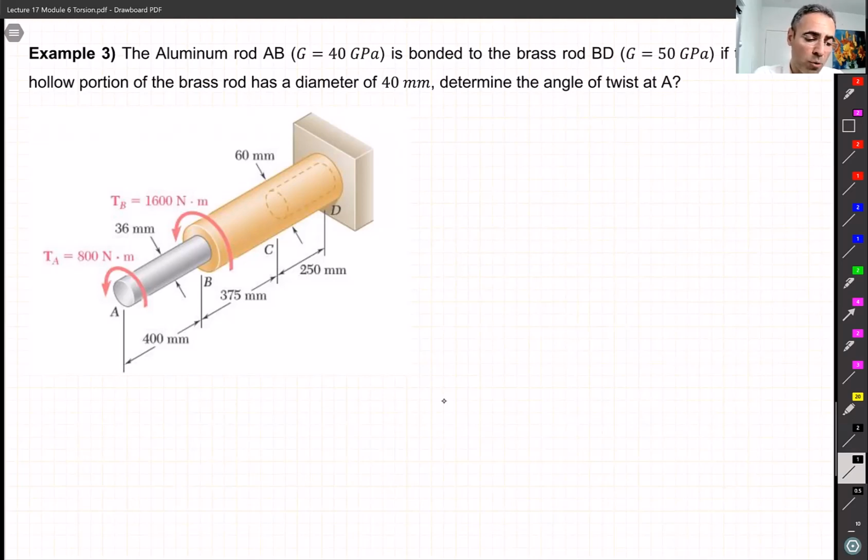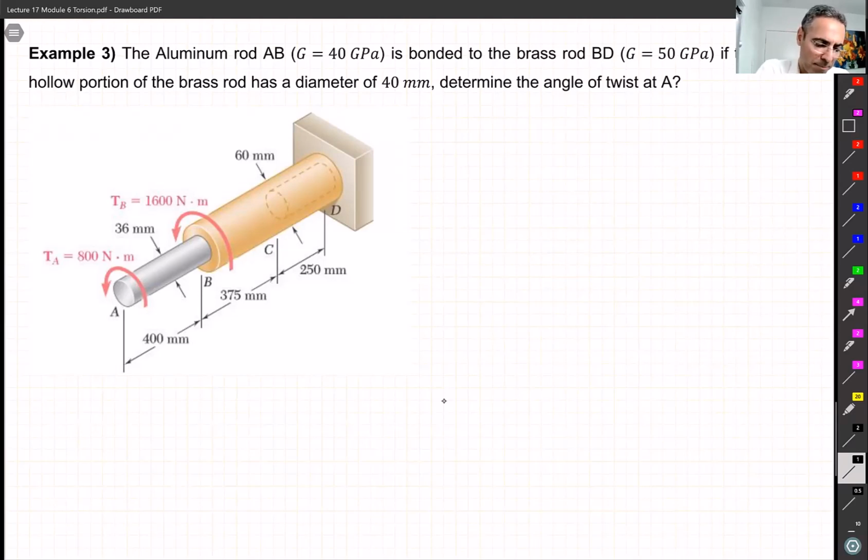We apply two loads, TA and TB at two parts. And again, this shaft, it may be a shaft using a gearbox. And this point A and B, they are two gears, basically, that create this torque. So our job is finding the stress at each portion and also finding the twist at point A, all right?